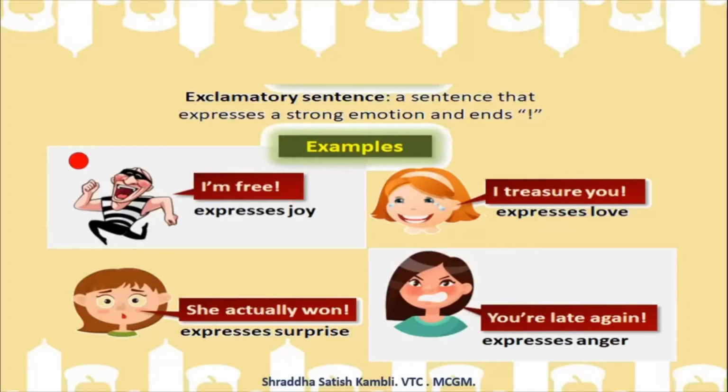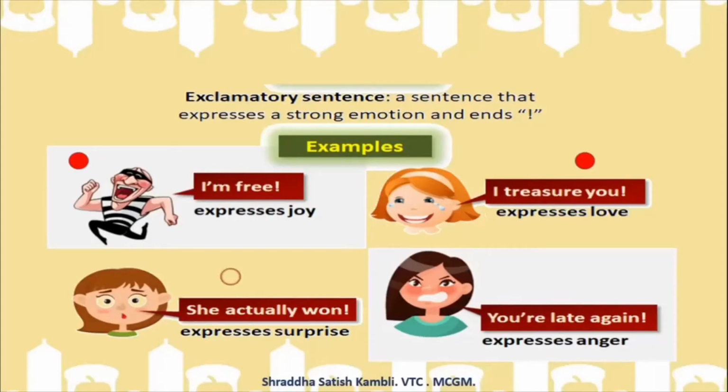Look at the second example. If you love someone too much, if you love your brother, your sister, your mother, your father, your grandfather, you love them too much. So sometimes you say, "I treasure you!" Treasure you means I love you a lot and you are very important for me. So that is an expression of love. So what will you say? You will say, "I treasure you!" Okay, so it is an example of an exclamatory sentence.